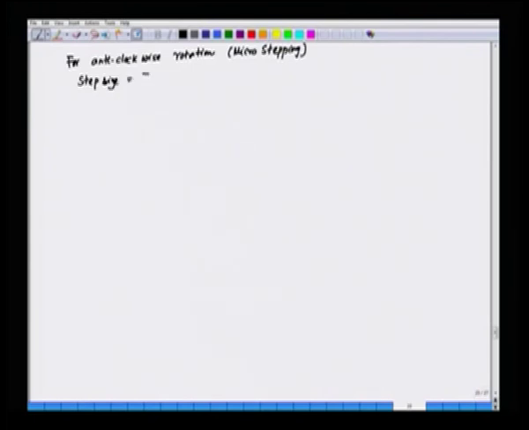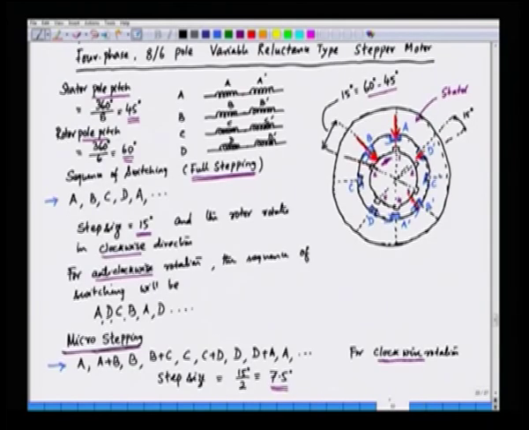Here step size is 7.5 degrees. Now, the sequence of switching would be, we will start with again phase A and then we will excite phase A and D together. Let us see. Now, if we excite phase A and D, we have phase A and then we are now exciting phase D. This is the new phase that we are exciting.